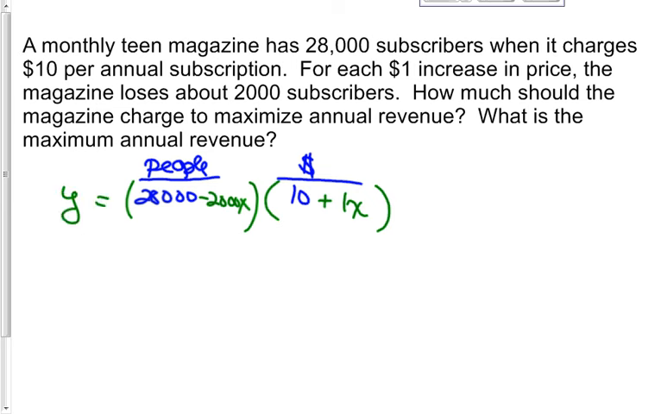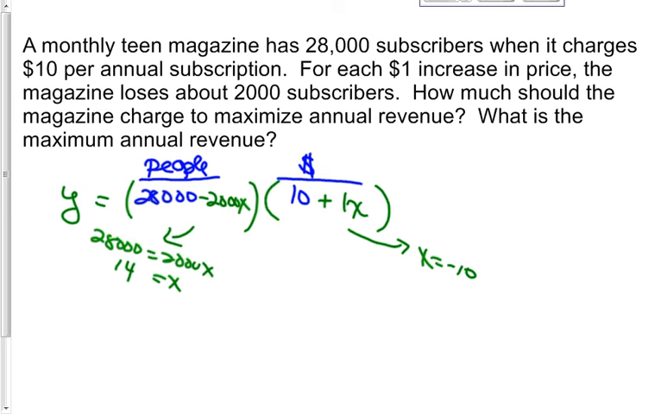How much should the magazine charge to maximize revenue? What is that maximum revenue? Let's do the exact same thing we did in the last one. Let's pull each of these out and solve for x. Here we get x equals negative 10. And on this side, 28,000 equals 2,000x. And x equals 14. Those are your P and Q numbers.